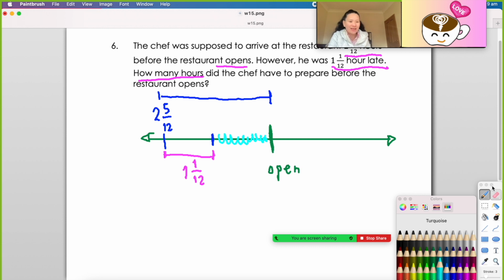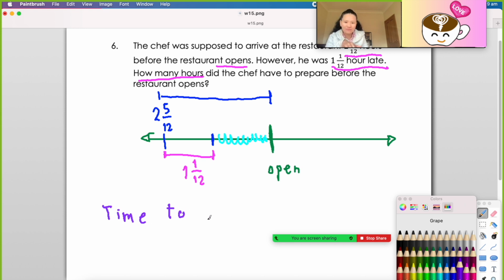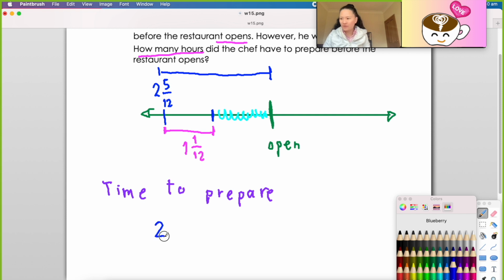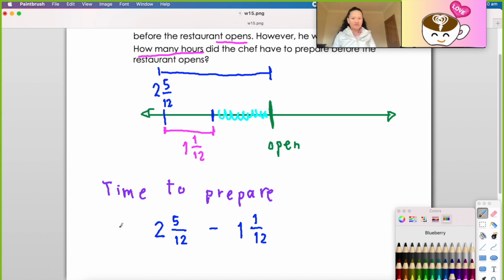So what does that mean? It means that he has less time to prepare. The time that he has to prepare equals 2 and 5 over 12 subtract 1 and 1 over 12. Does that make sense? We're going to work through this one from here on Friday when you see me again, okay?